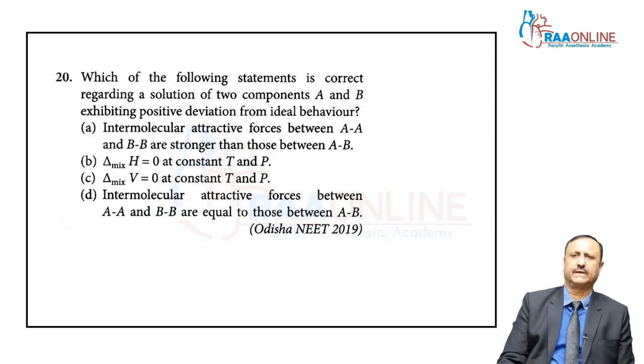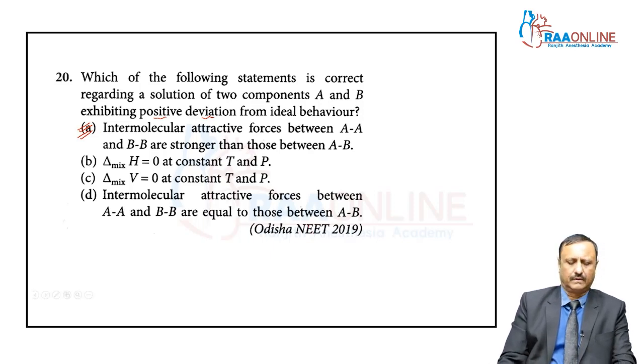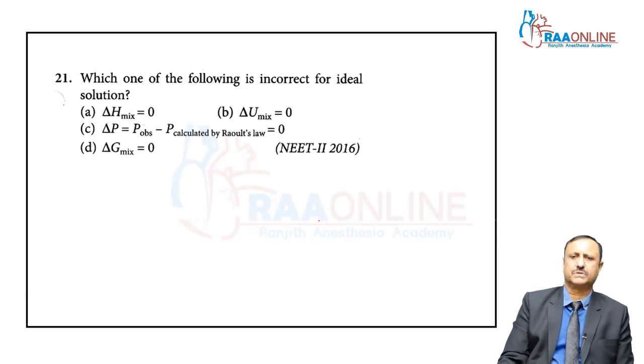Which of the following statements is correct regarding a solution of two components A and B exhibiting a positive deviation from ideal behavior? I can tell you what positive deviation is. Positive deviation is shown by those components in which intermolecular forces are less. So my dear students, your answer is A, and this was already discussed by me. Question number 20, answer is A. Now we can go to question number 21.